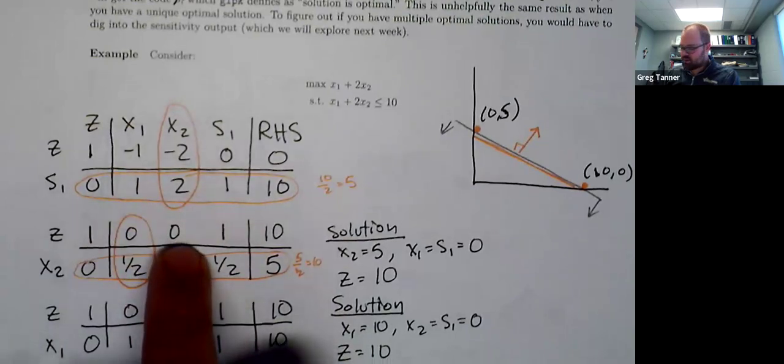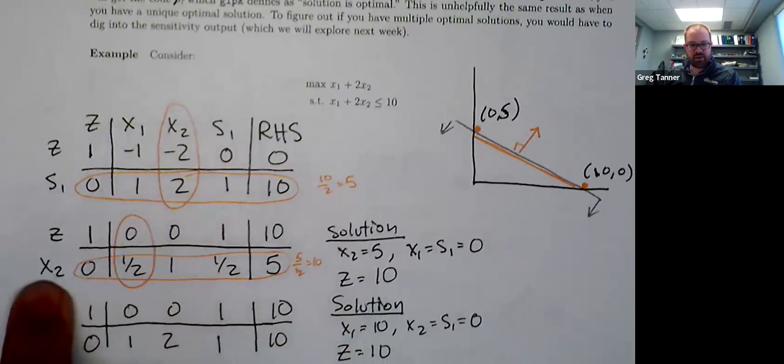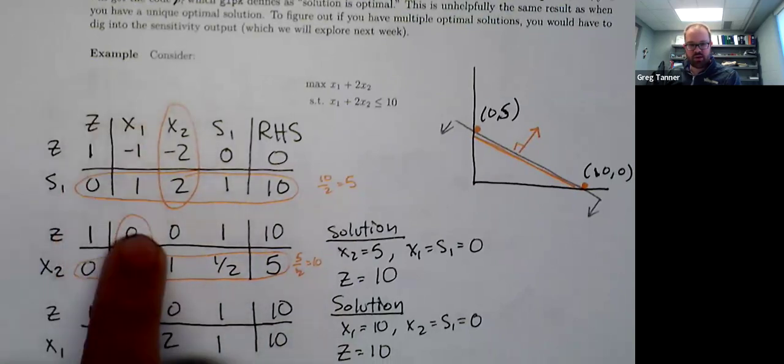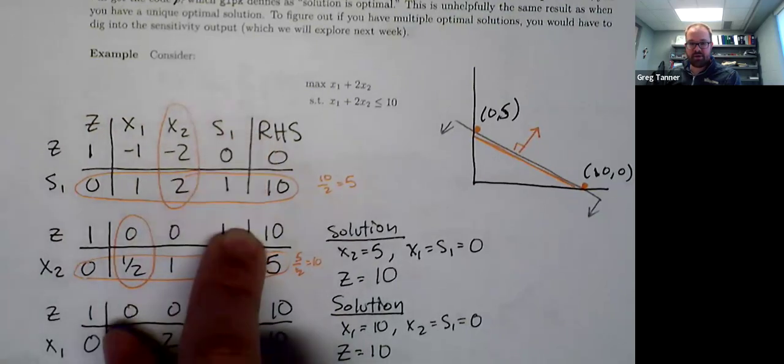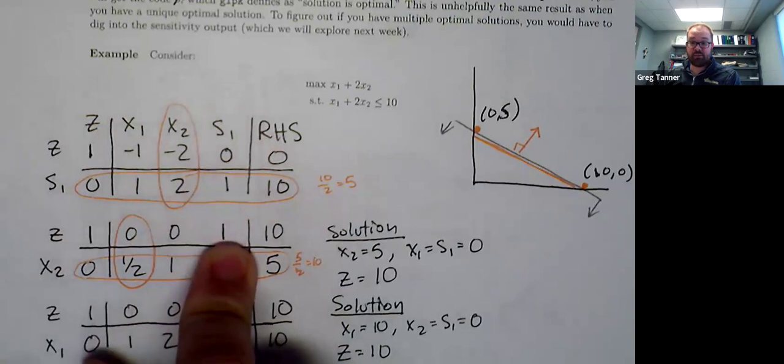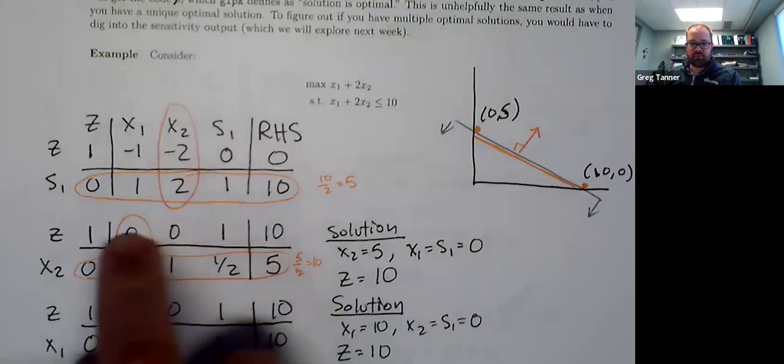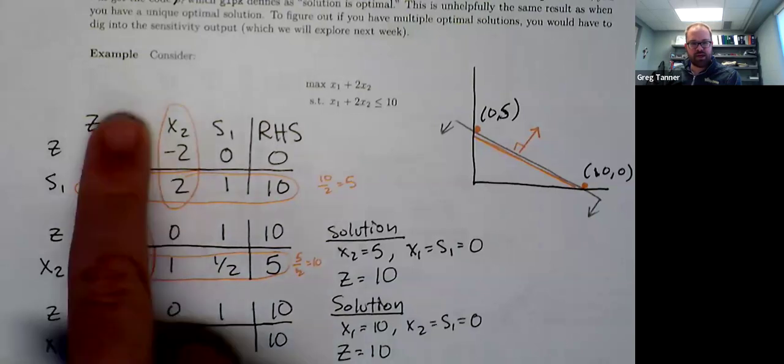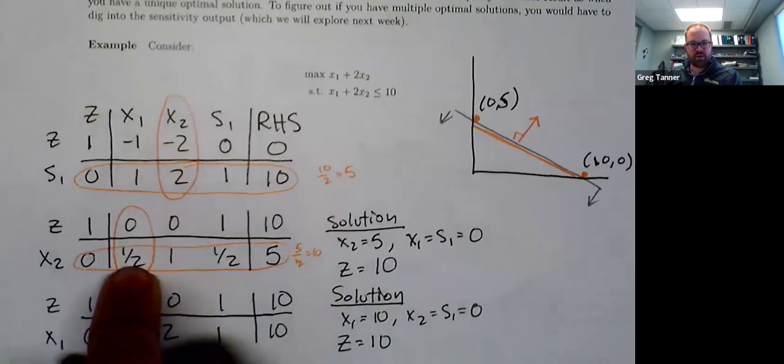Looking at this next tableau, x2 is now our basic variable, but if we look at x1, it's a non-basic variable, but it's got 0 in the objective row. Our other non-basic variable, S1, has a positive number in the objective row. And so S1 will not improve the objective, but x1 won't change it. So let's bring x1 into our basis, and we can pivot on this column.